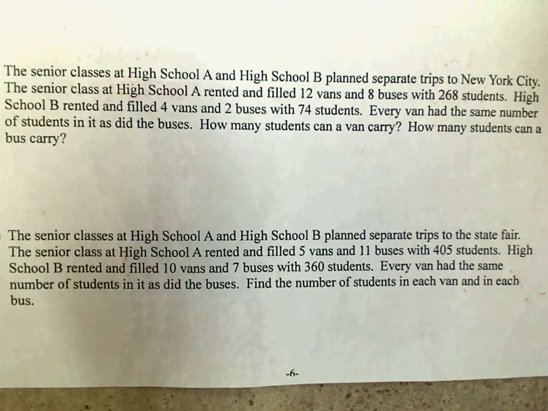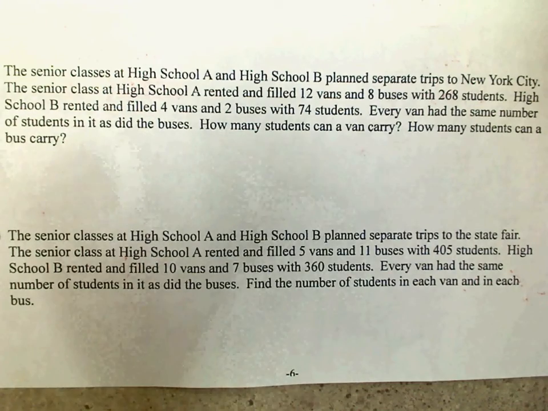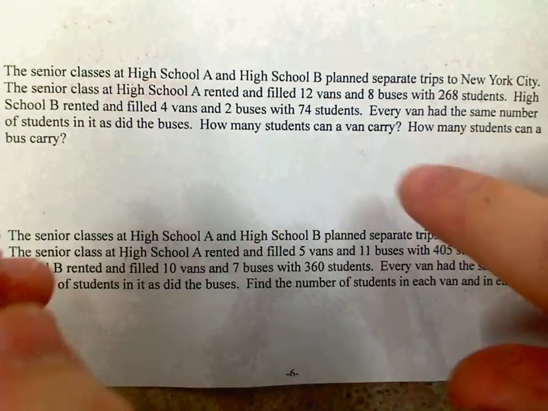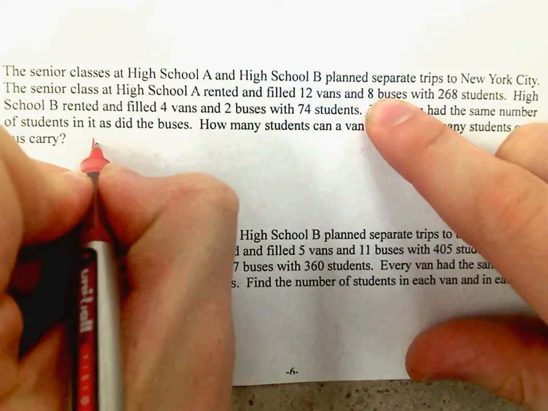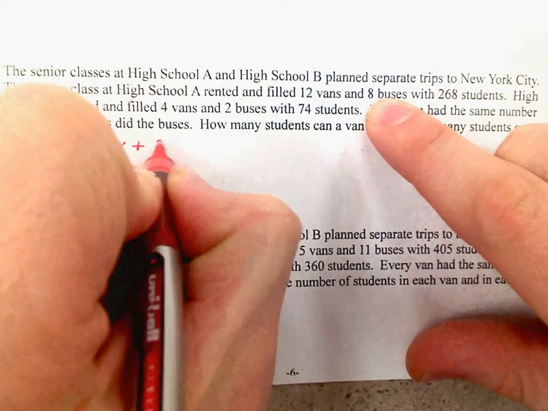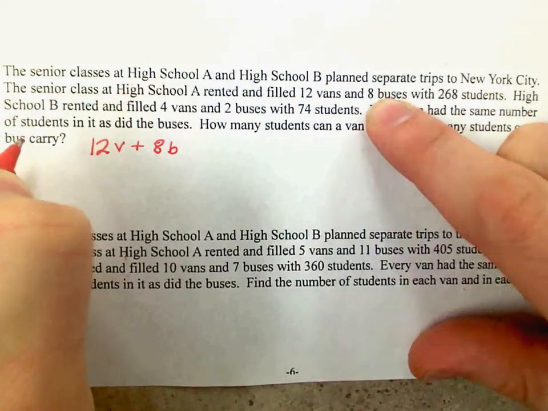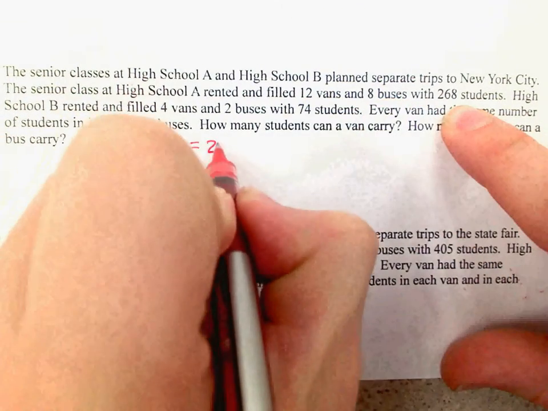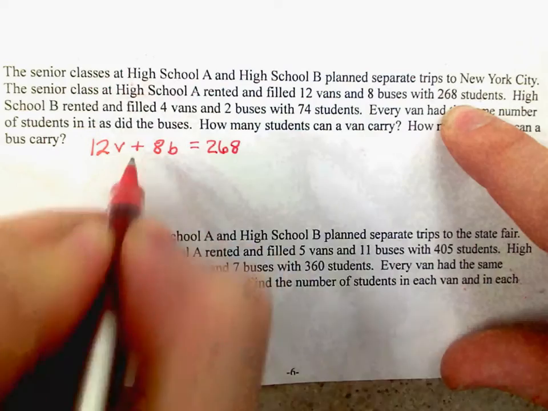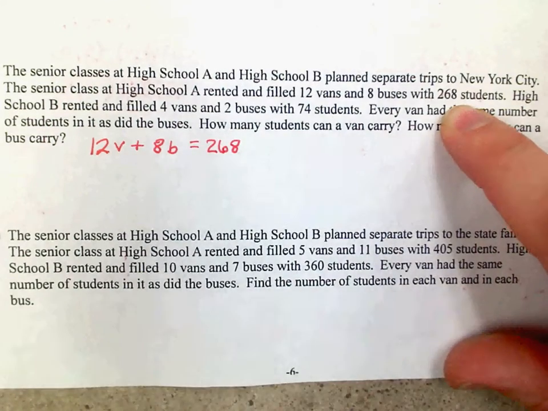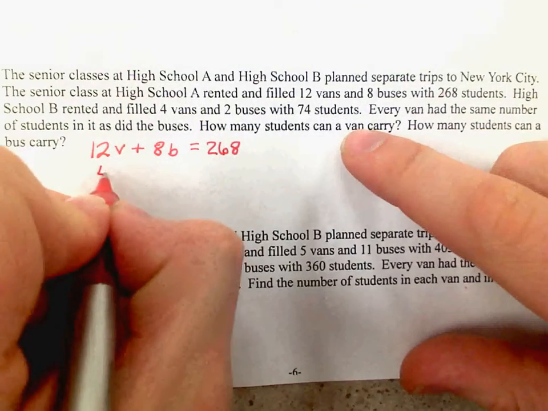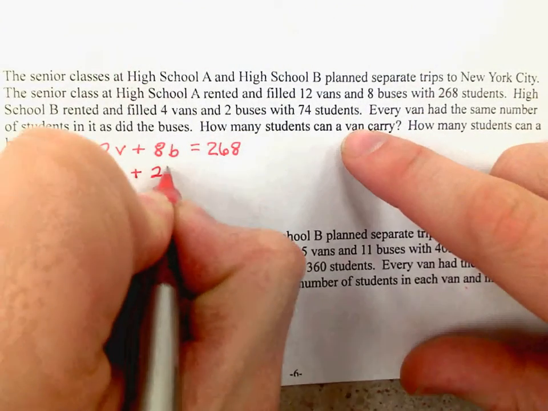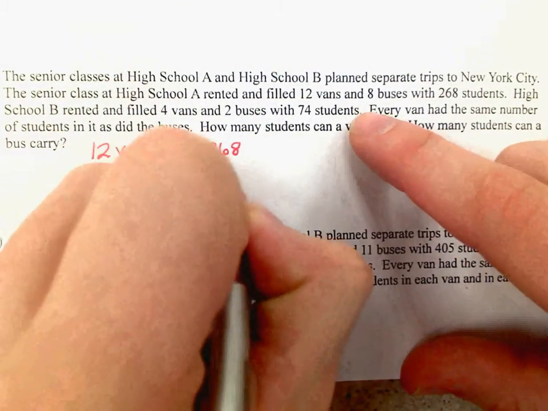So the idea is to write equations that show how much of each you have and put them together to solve the system. So school A has 12 vans and 8 buses. So you could write that just as 12V plus 8B. Now it has 268 students in it, so that would be 268 equals 12V plus 8B. Now I know that school B rented 4 vans and 2 buses for 74 students.